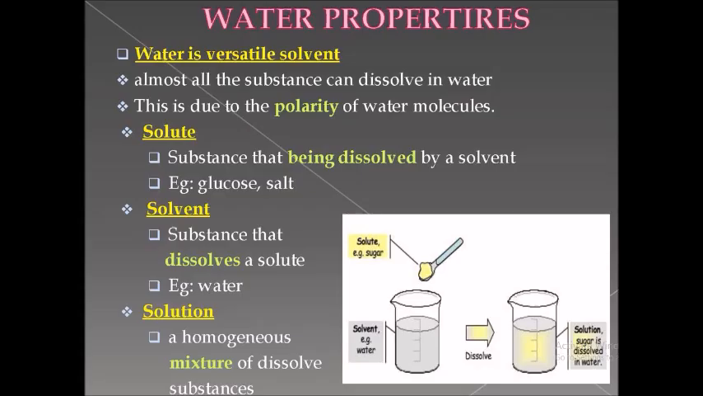Next, the last property of water that you have to know is that water is a versatile solvent. So what is meant by solvent? A solvent is a substance that can dissolve a solute. Meanwhile, the solute refers to the substance that is being dissolved by a solvent, and a mixture of a solute and a solvent is known as a solution.